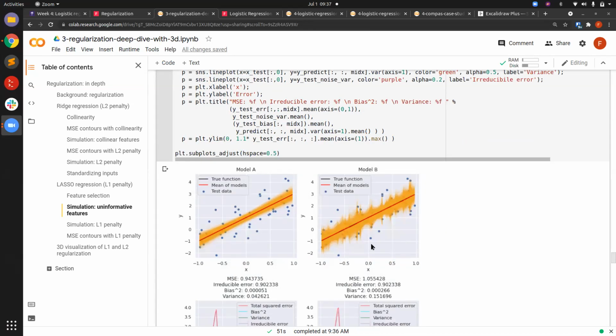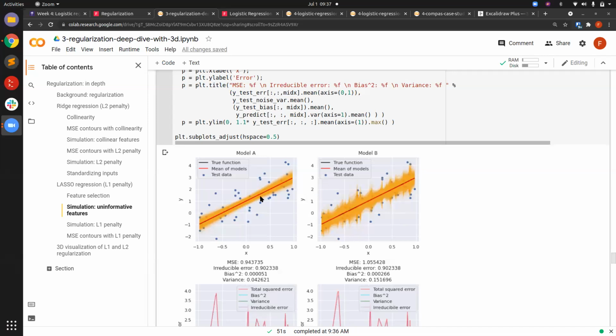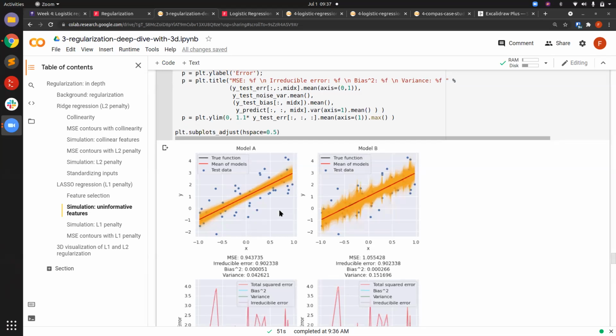Okay. So in both cases, there's essentially zero bias. Remember, we're not truly averaging over an infinite number of training data sets, which is why this number is not exactly zero. But as we would increase the number of iterations of our simulation, this number goes to zero. And that's because the true function is basically identical to the mean of the models.